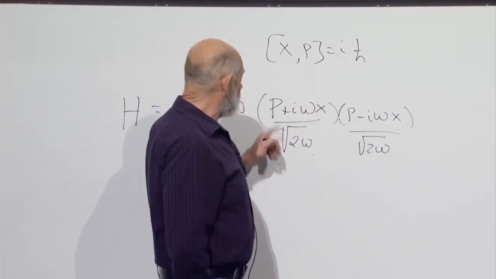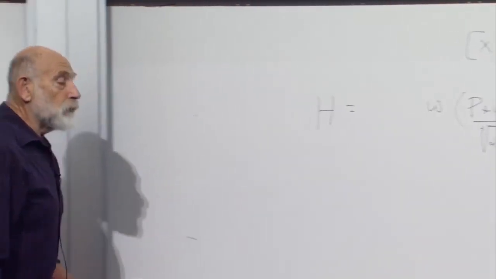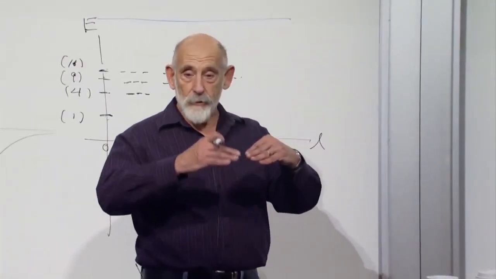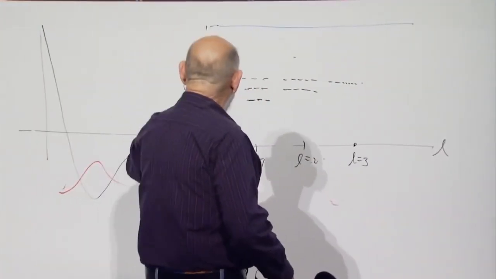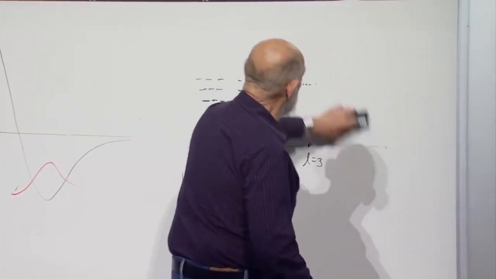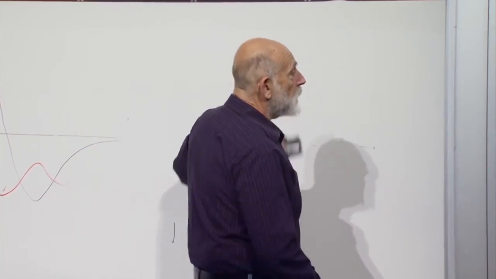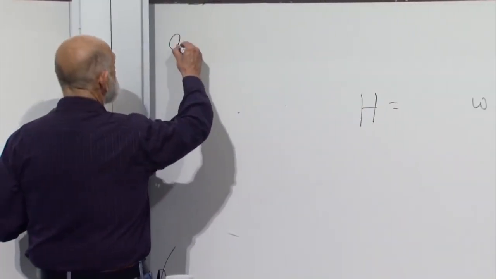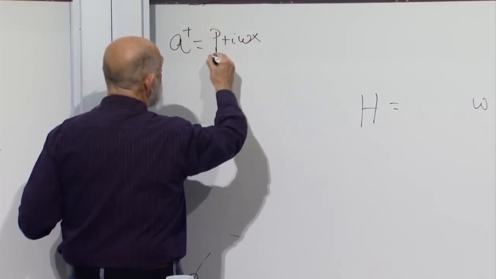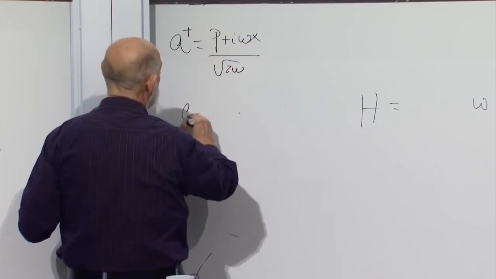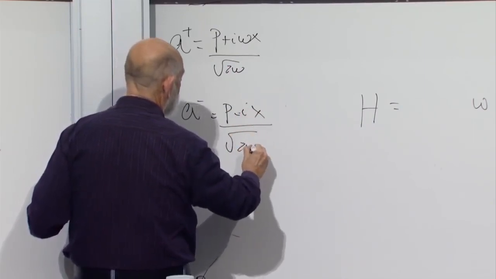P minus I omega x over square root of 2 omega, and P plus I omega x. Their role is going to be exactly the same as the raising and lowering operators in the angular momentum case. It's going to take us up and down a ladder. This time it'll be a ladder of energy levels, not a ladder of angular momentum. Okay, so let's give them names. A plus is equal to P plus I omega x over square root of 2 omega. And A minus is the same thing, but with a minus I omega x over square root of 2 omega.